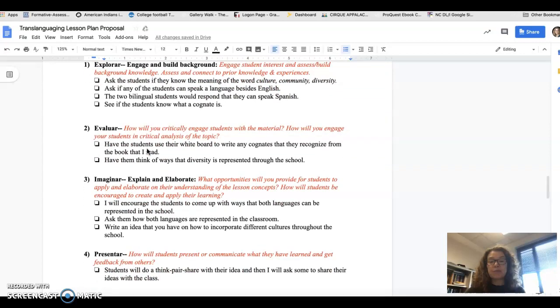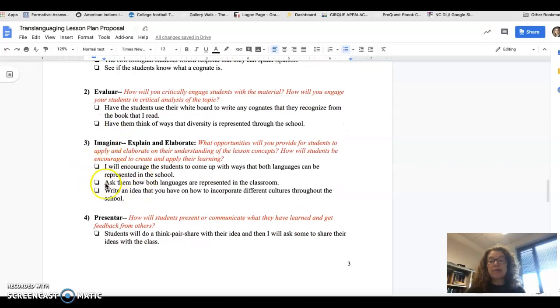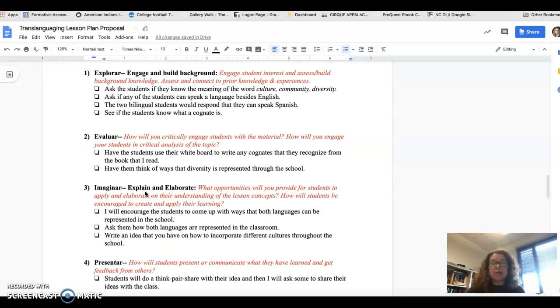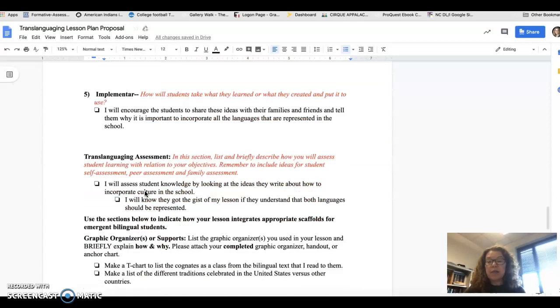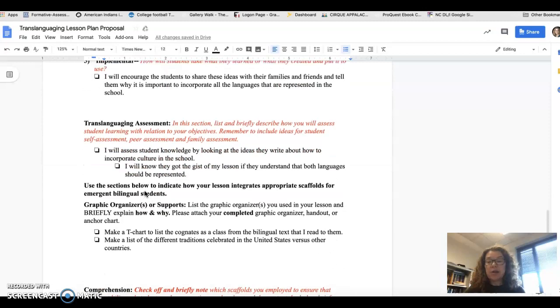And I like this imaginar. I like this idea that you have here for implementing two languages in different parts of the school. So again, you're just going to need to flesh out your ideas, come up with exactly how you're going to do stuff, and you're going to have to tell me exactly how that's going to go down. I think that'll get you started there.